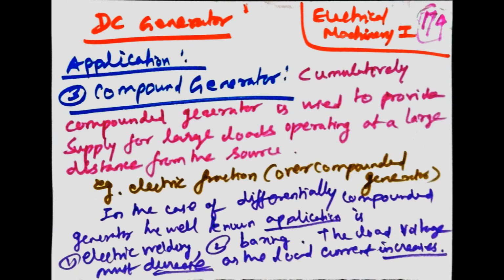Applications of DC generators. Electrical machinery 1. Compound generator: the cumulatively compound generator is used to provide supply for large loads operating at a large distance from the sources, for example electric traction, with an overcompounded generator. In the case of the differentially compound generator, the well-known application is electric welding, where the load voltage must decrease as the load current increases.